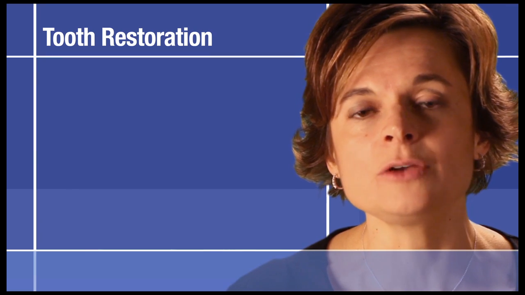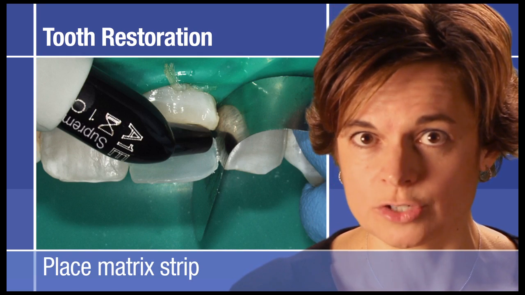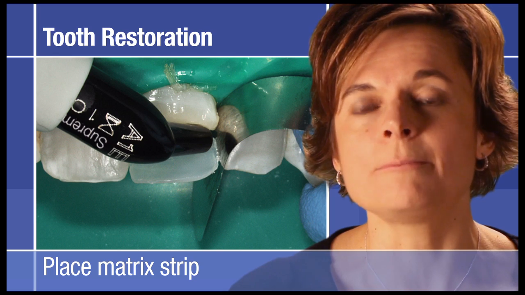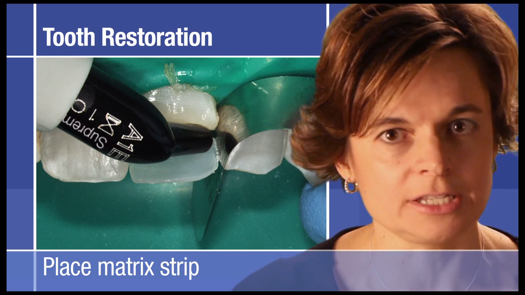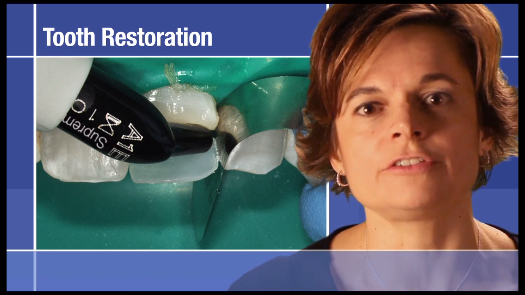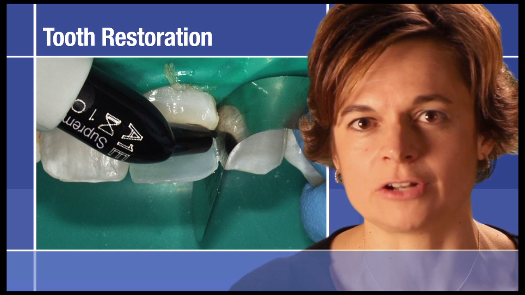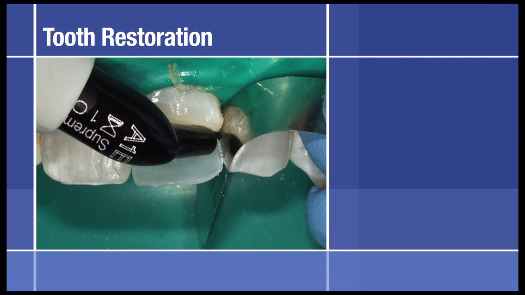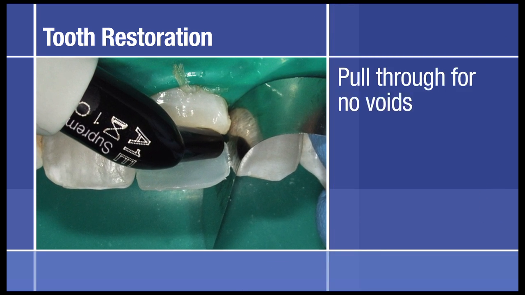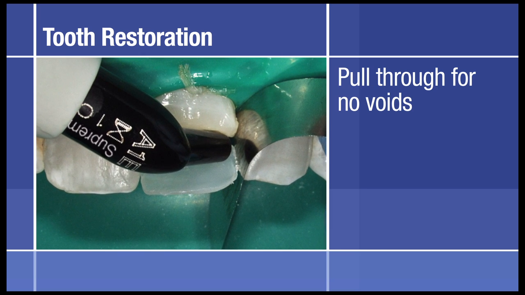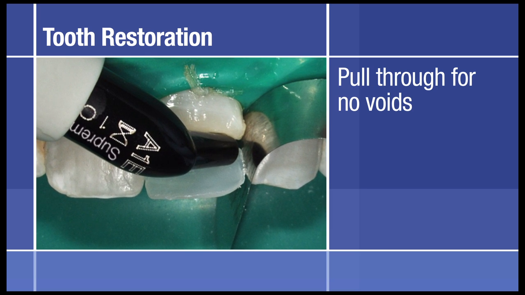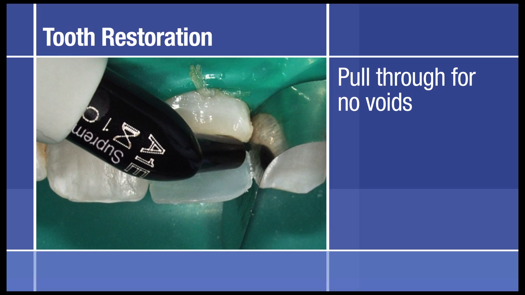For this, I will place a matrix strip. I'm using a metal one here. It could be a clear one. I just prefer very often the rigidity of the metal matrix. And I'm not going to leave it there. I'm going to pull through just to make sure that I have no voids interproximally.